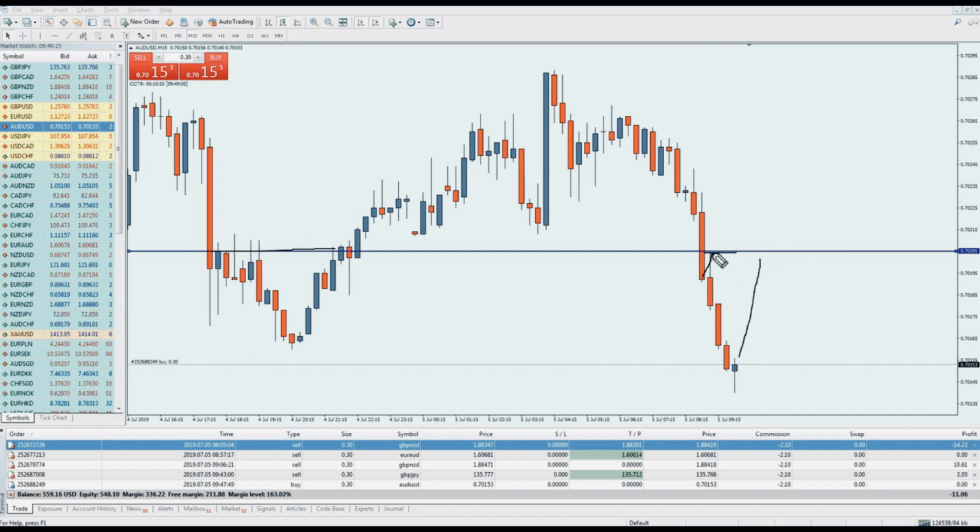So this can be considered as a resistance, meaning the nearest resistance or support to my entry will be right here. That will be about 5 pips, and this is what I'm going to do. So this is the nearest resistance to my entry.